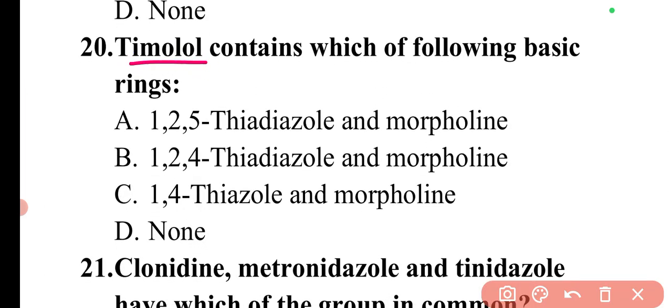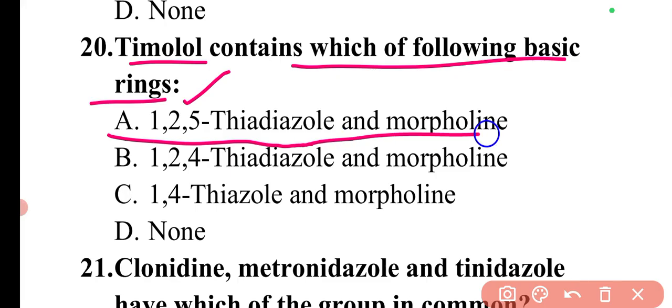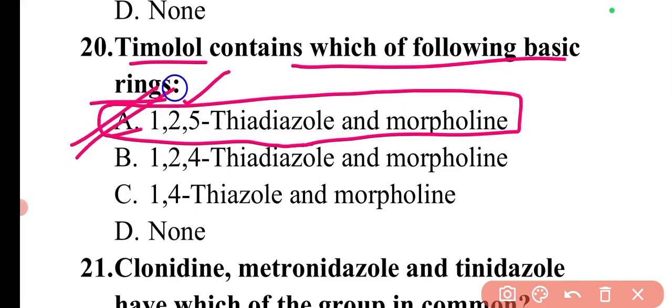Next question is: timolol contains which of the following basic rings? So timolol contains two basic rings, that is 1,2,5-thiadiazole and morpholine ring. So this question is very important. It was also asked in the GPAT exam once, and in the state pharmacist exam as well. So this question is important.